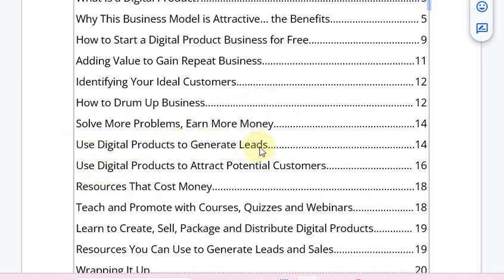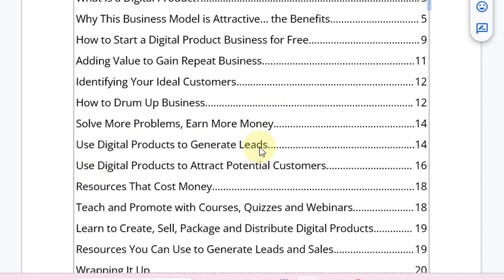Use digital products to generate leads. When you have leads, that is really the first touch point for people who are really interested in your business and want to know more. You can have a zillion followers on your social media platform, but if none of them are leads, they're never going to know what it's really like to work with your business.